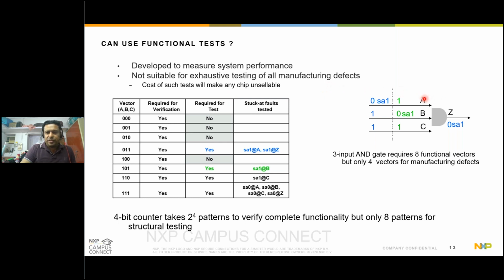Here is a 3-input AND gate. If I look at the total number of functional vectors that would be used to verify this AND gate, in all you have around 8 vectors to take care of all the input combinations. Now, if I do further analysis, we can see that in order to detect my structural faults, or the manufacturing defects, I probably do not need all these patterns, right?